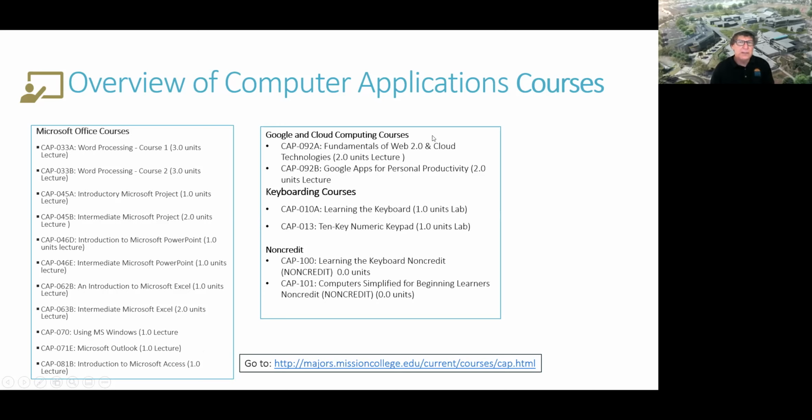We have Google and cloud computing courses where you learn all the Google apps, and we have all of the social media software and other cloud technologies in CAP 92A. We currently have 2 keyboarding courses, learning the keyboard and numeric keypad. We also have some non-credit courses. The learning the keyboard non-credit course is similar to the credit course. Then we have a basic course for beginning computer users called Computer Simplified. You can read about more of our courses at this link.